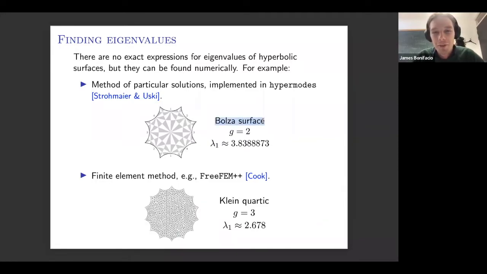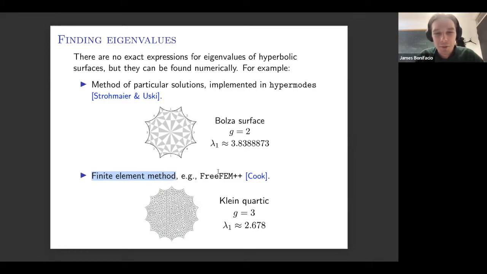So the Bolza surface is the genus 2 surface with the largest symmetry group. And you can obtain it, for example, from a regular octagon, here shown in the Poincare disk, by identifying opposite sides. And so they found, for example, that the spectral gap of the Bolza surface is 3.8388873. Okay, another approach is to use the finite element method.